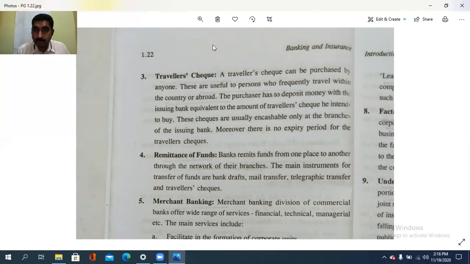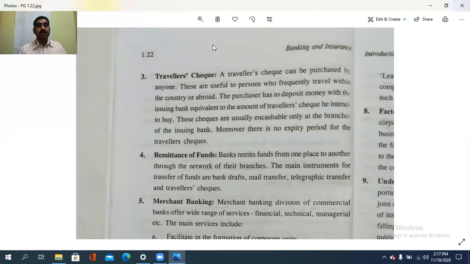The purchaser has to deposit money with the issuing bank equivalent to the amount of the traveler's check he intends to buy. These checks are usually encashable only at the branches of the issuing bank. ഏത് ബാങ്കിലാണ് ഇഷ്യൂ ചെയ്തത് അവിടെമേ എൻകാഷ് ചെയ്യാൻ പറ്റുള്ളൂ.